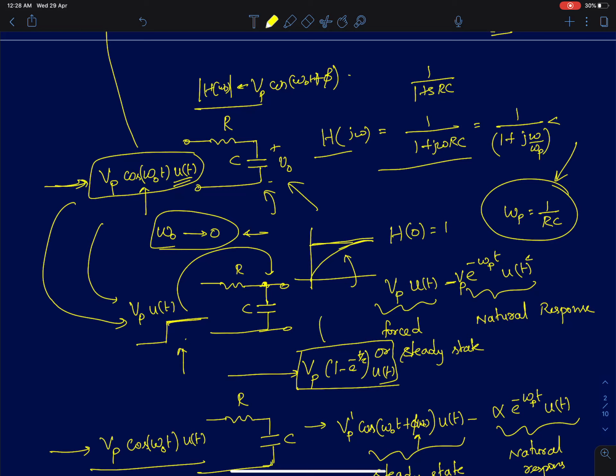So I'm going to split this result into two factors. One, I'll write Vp into u of t, which is nothing but your input. And then there is the other term, which is minus Vp e power minus t by tau into u of t. So the first term is what we call the forced or steady state response. The second term is what we call the natural response.